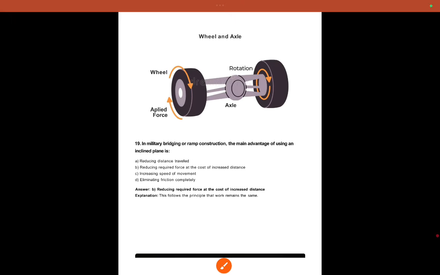In military bridging or ramp construction, what is the main advantage of using an inclined plane? Reducing distance traveled? No. Increasing speed of movement? No. Eliminating friction completely? No. Reducing required force at the cost of increased distance. So this is the right answer. Reducing required force at the cost of increased distance. So this is the work. This follows the principle that work remains the same.